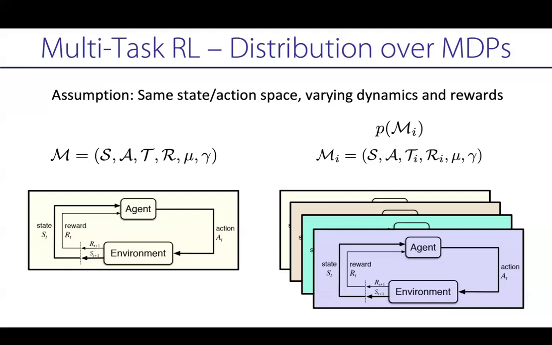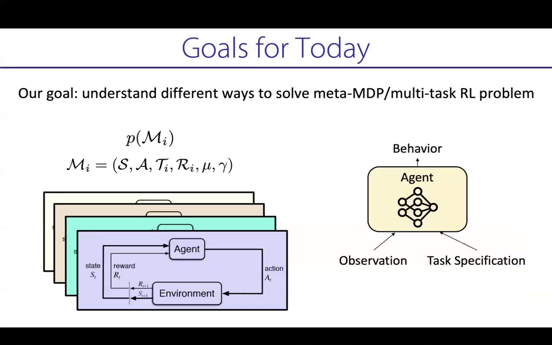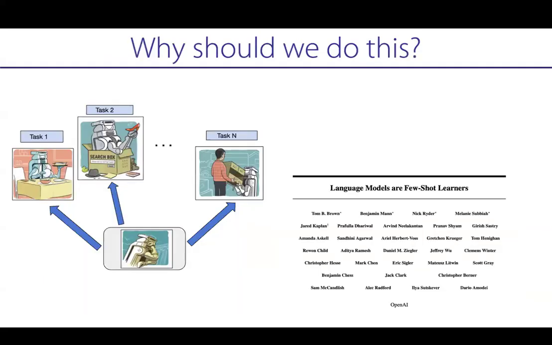So do you have a question? All right, so let's keep going. So what we're going to try and figure out is how to define and solve this multitask or meta MDP problem. We're going to try and learn a policy which takes in an observation and task specification, and produces a behavior, produces an action. Why would we want to do this?